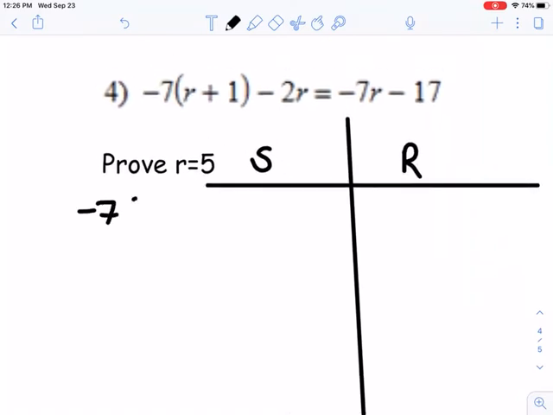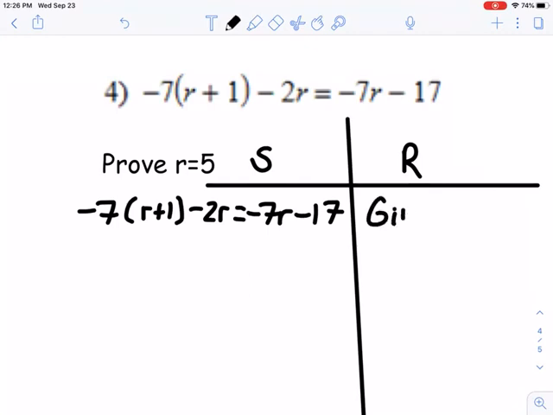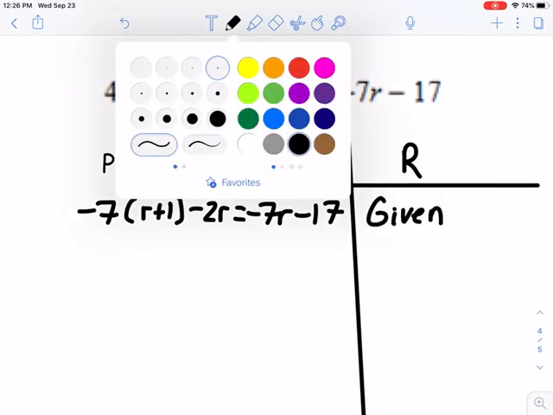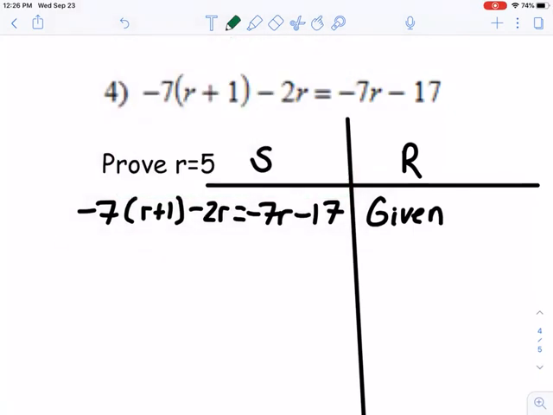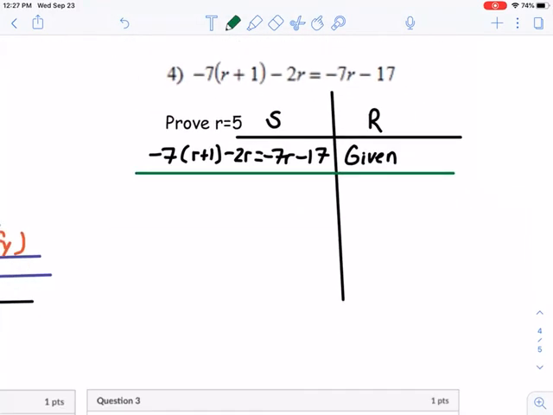Negative 7r plus 1 minus 2r equals negative 7r minus 17. Given. And I know somewhere down here my last statement is going to be r equals 5. That's my ultimate punchline. Will I be able to get there? Stay tuned and find out. I'm going to get rid of it for now so it's not in the way. Distribute: negative 7r minus 7 minus 2r equals negative 7r minus 17. And all I did was distribute.